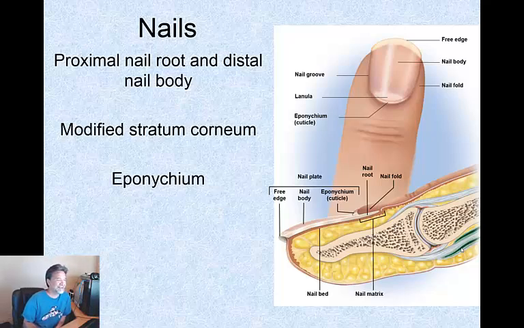Eponychium. Okay, so then we have the hyponychium, which is underneath the surface of the nail and attaches the nail to the lower nail bed. So the eponychium is this border above that holds the nail in there. The hyponychium is below the nail then to anchor it.